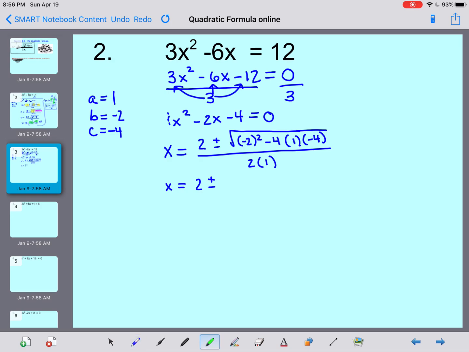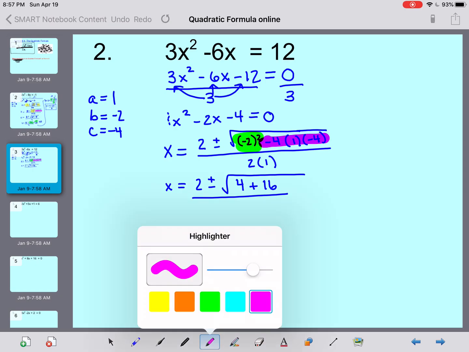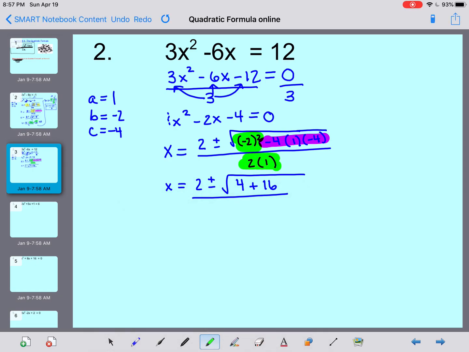okay, I'm going to simplify this negative 2 squared into a 4. And then I'm going to multiply negative 4 times 1 times negative 4. That gets me positive 16. Oops. Divided by, on the denominator there, right, 2 times 1 is 2. I'm going to add the numbers together in my radical, and then divide by 2, okay?